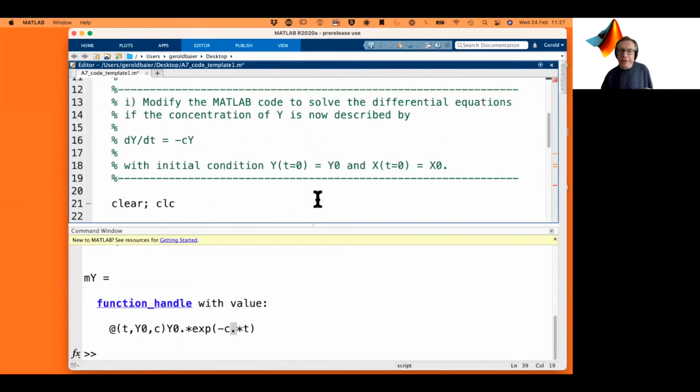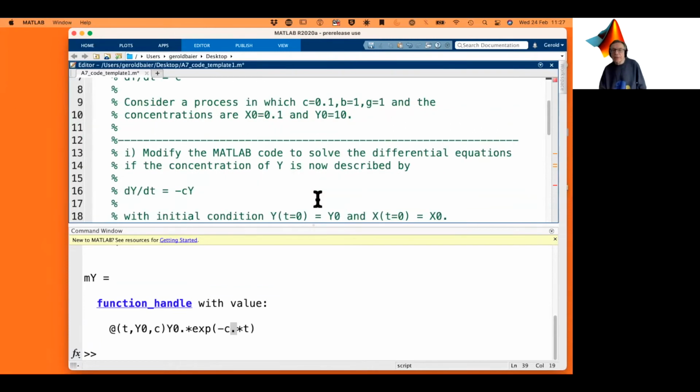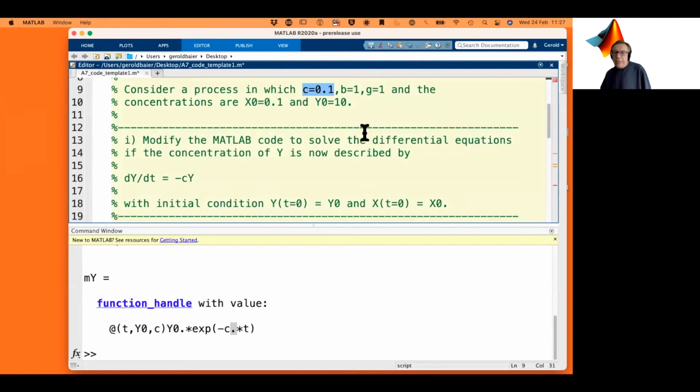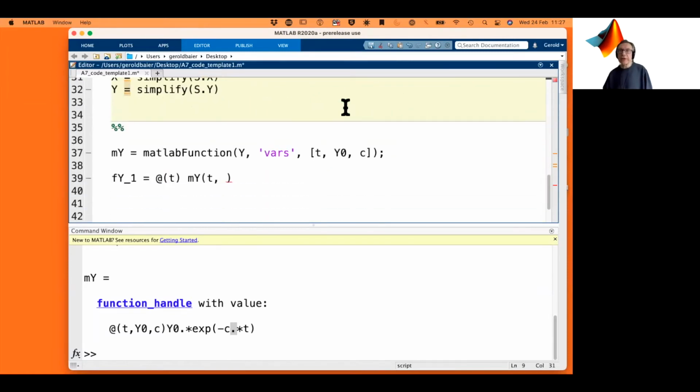So we need to find them because I don't remember. C is supposed to be 0.1, and y naught we can use 10. Let's use this one here, y naught equal to 10. So we can do that by specifying y naught equal to 10 and c 0.1 in that order, right? In the same order as they appear here. So that would be our function.